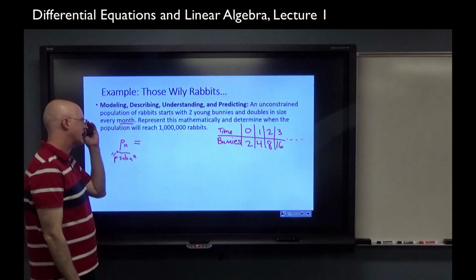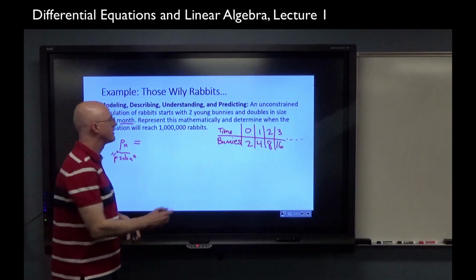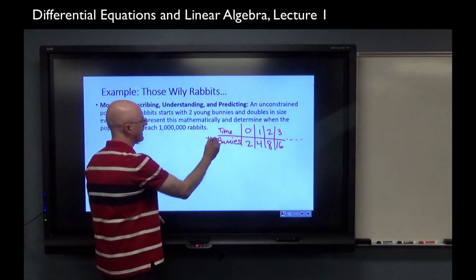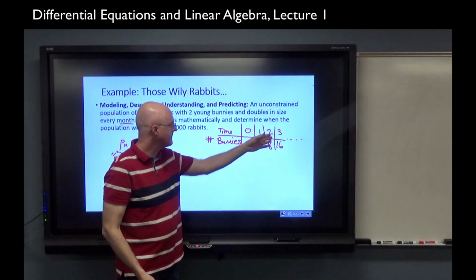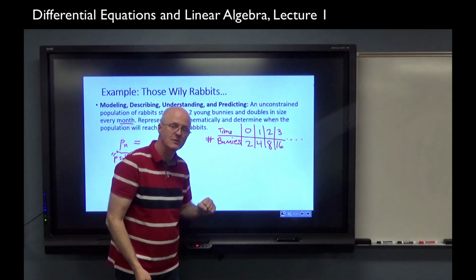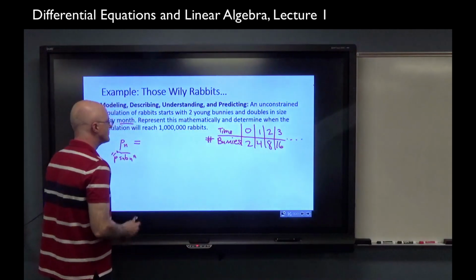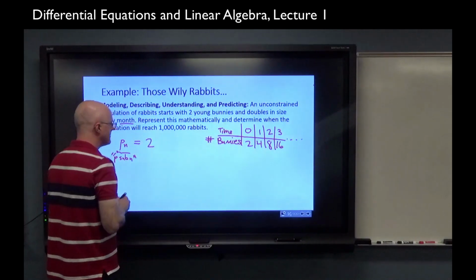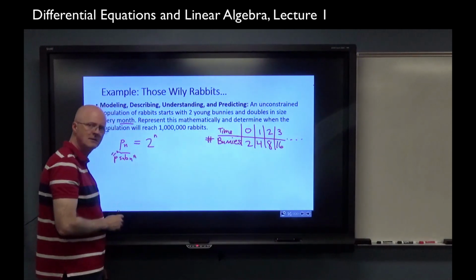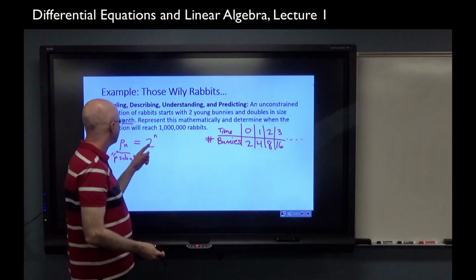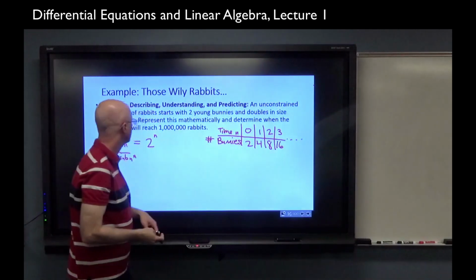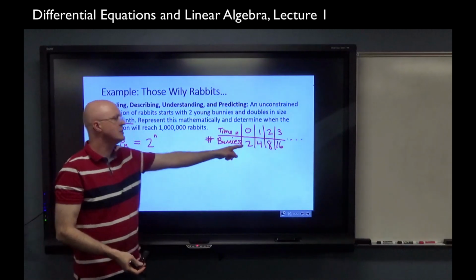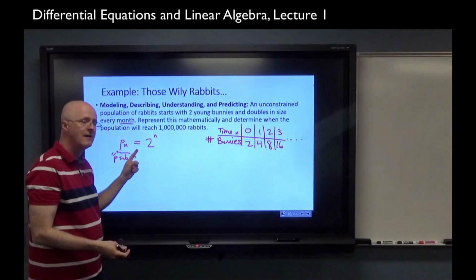Essentially, we're after pattern recognition here. The number of bunnies is 2 at time 0, 4 at time 1, 8 at time 2. These are powers of 2. Is it 2 to the n? You could try it and see if that works. Is that right? When n is 0, this is time n here, you get 2 to the 0, which is 1, not 2. Okay, this doesn't quite work.